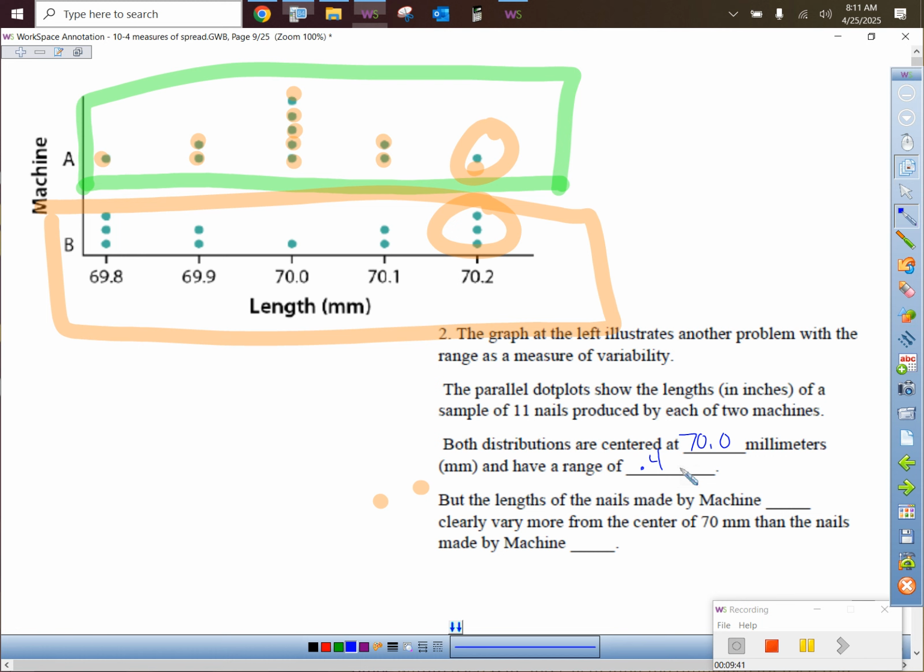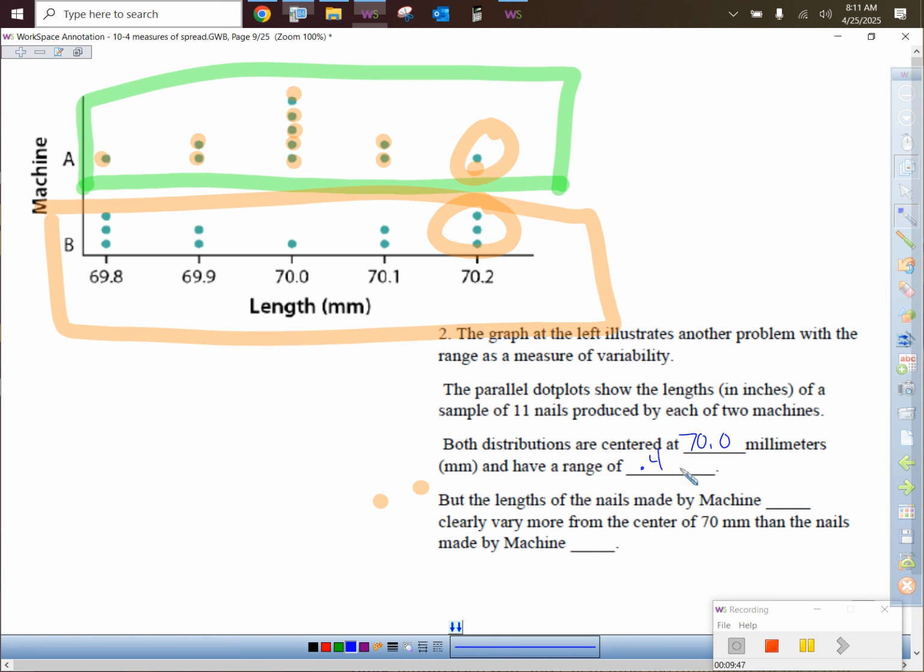But is this data the same? Which one do you think is making better nails more consistently? The nails are supposed to be 70 millimeters long. That's the requirement. There's a little bit of tolerance. Which machine would you take the nails from if you were the one that had to sell these things? Which one's doing a better job?